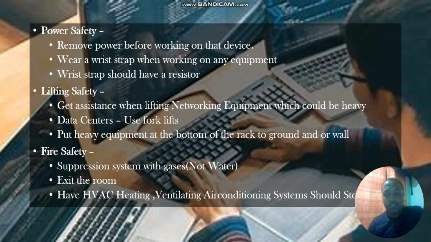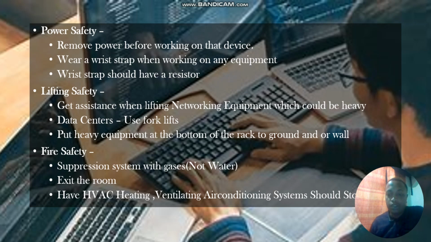Another safety procedure when it comes to lifting safety, you're supposed to put the heavy equipment at the bottom of the rack. For example, a server might be very heavy compared to a router or a switch, so make sure that your servers are below or at the bottom of your rack when it comes to network or data centers. And the equipment that is at the top of your rack should be the not so heavy equipment.